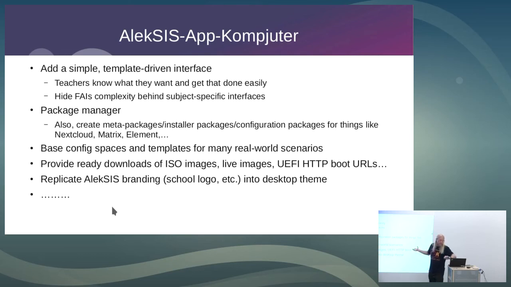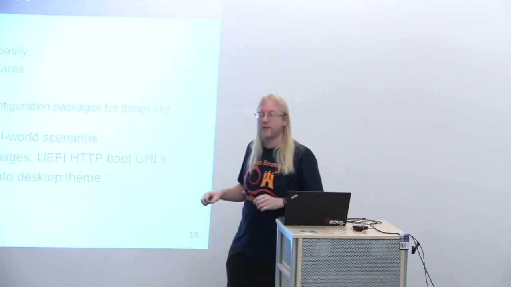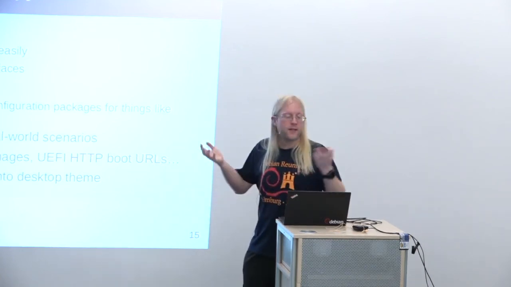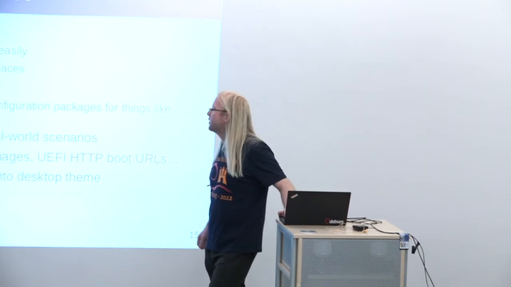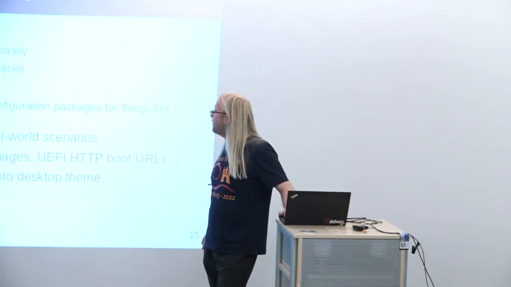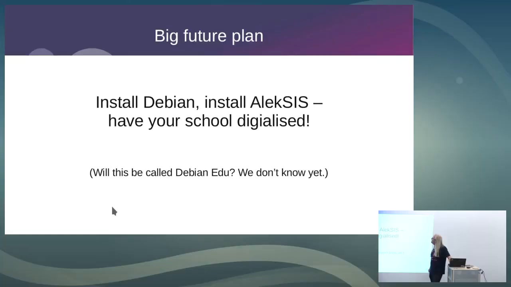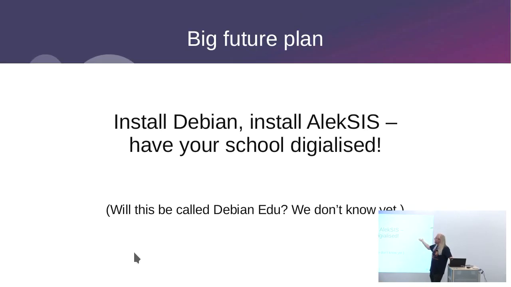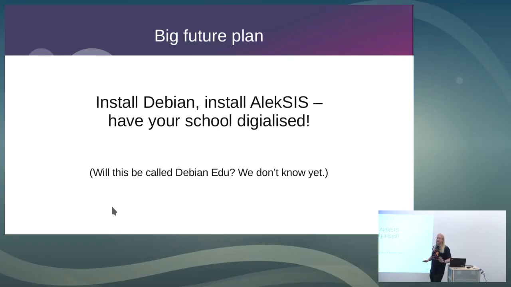And also what we can do is, when the school logo and colors and school name are configured in AlekSIS, we can pull this into the Phi config space to have it added to the desktop wallpaper and login screen and whatever, and neat stuff like that. This is where I hope we can at some point go: install Debian, install AlekSIS, and you're done.